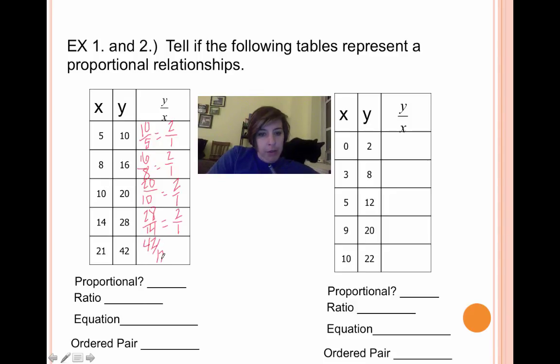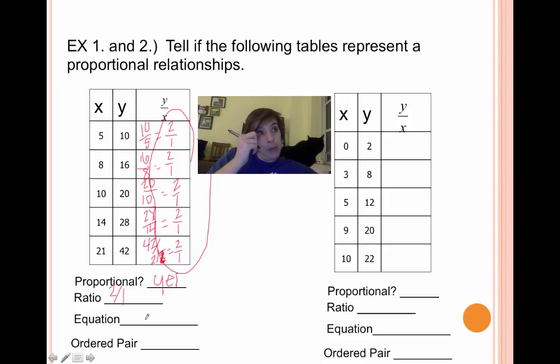42 over 12, divide those by 12. I'm sorry, not 12. 21. Let's do this. Sorry, my bad. I'm trying to go too fast so you guys can get time to work. Divide both of those by 21. 2 over 1. Is it proportional? Do we have a constant ratio when we simplify everything? Yes. Write it down. What is our ratio? This should be pretty obvious by now. 2 over 1, or 2 firsts.